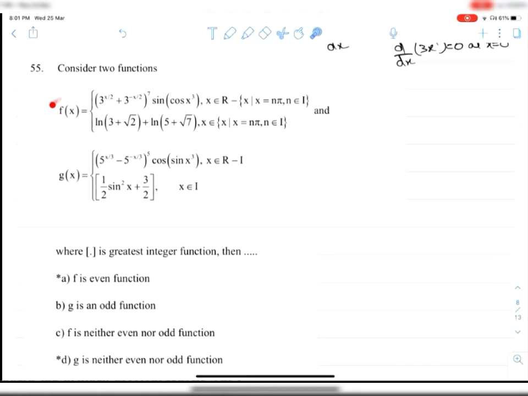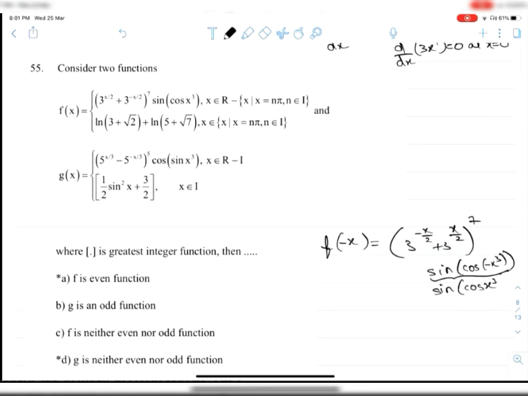So f of x has only the possibility to be an even function or neither even nor odd, but it can't be odd because this value is not 0. So we'll just check if this part is even or not. I'll substitute minus x in place of x. What is f of minus x? 3 power of minus x by 2 plus 3 power of x by 2, whole power of 7, into sine of cos of minus x cube. Cos of minus x cube is nothing but cos of x cube because cos x is an even function. So f of minus x is nothing but f of x, and f of x is an even function.